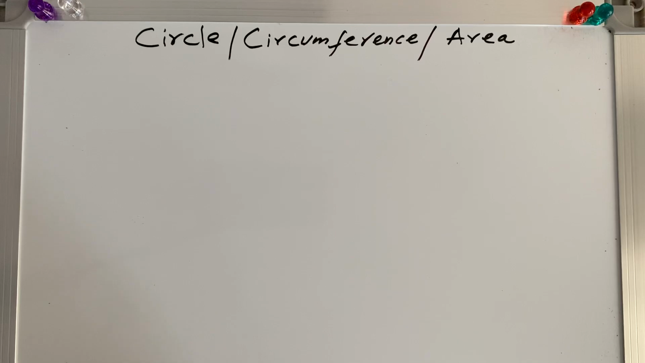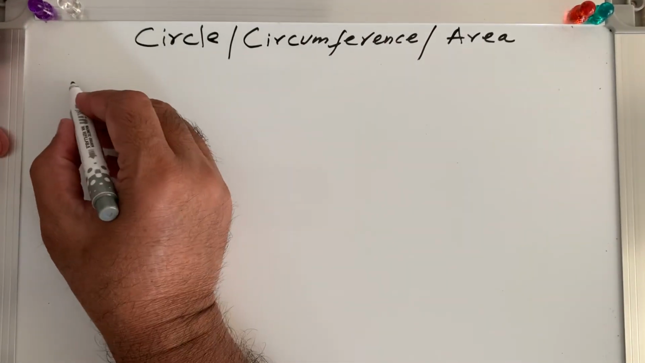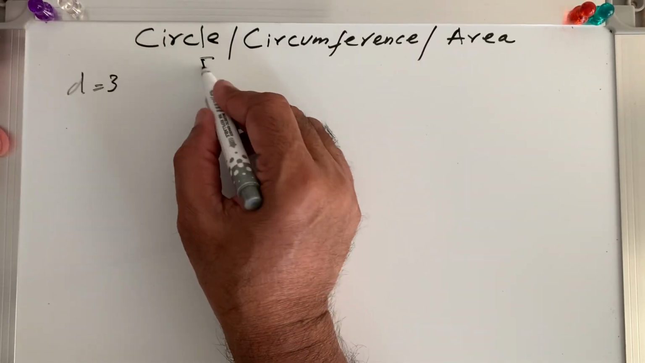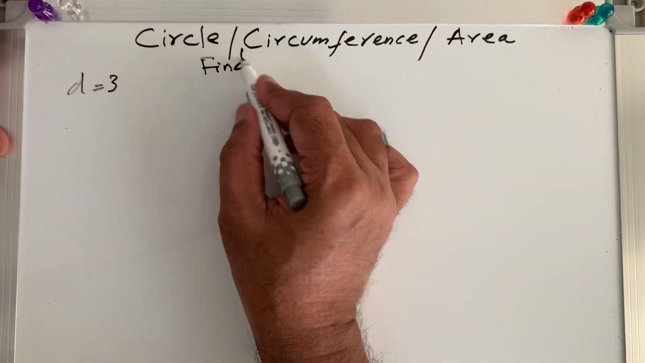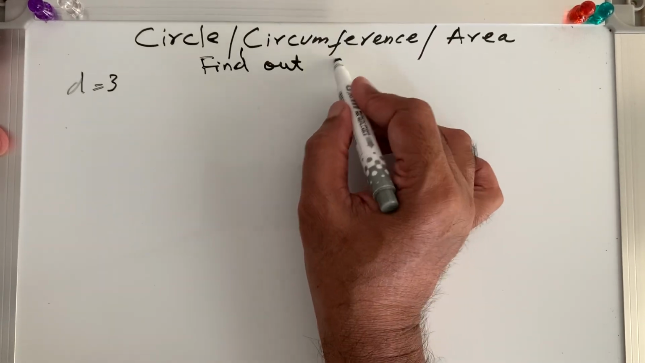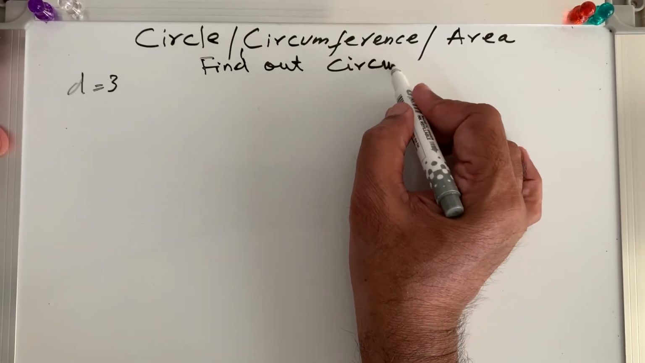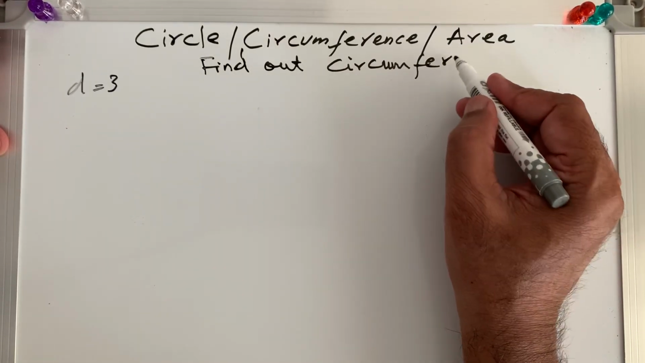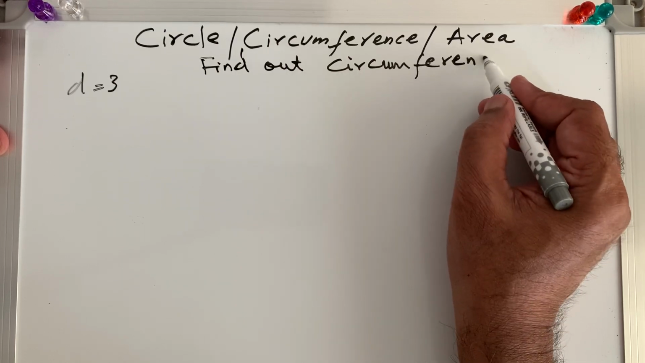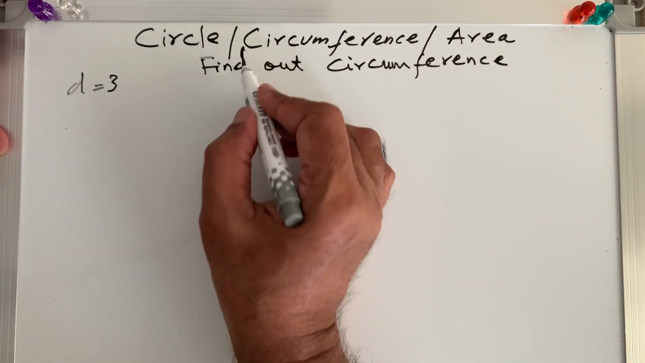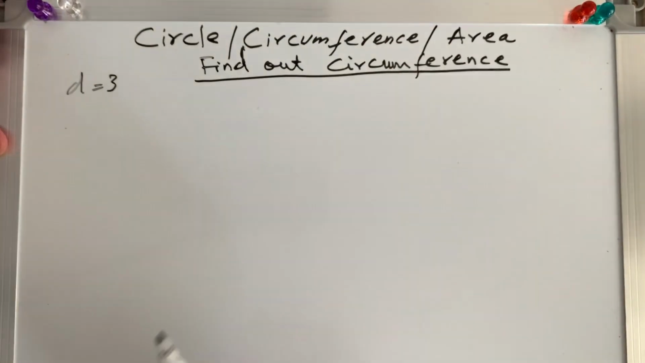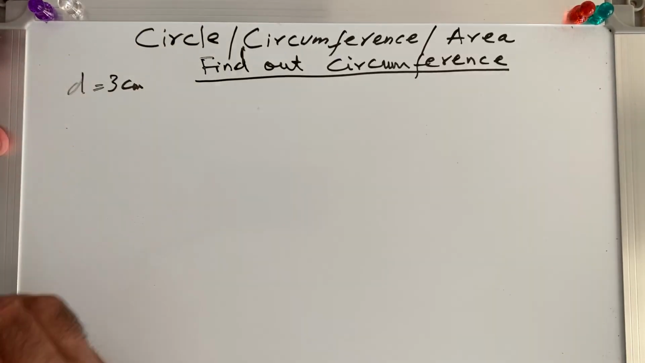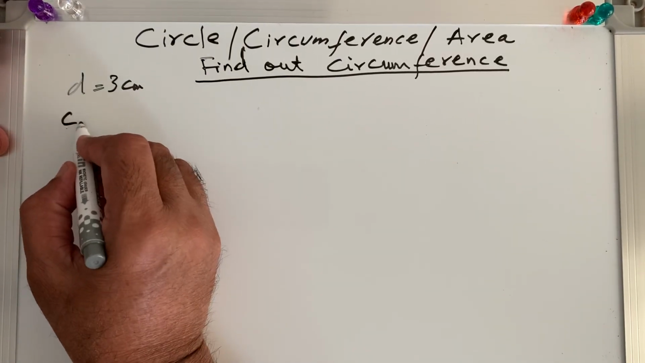Perimeter or circumference. So a question can come like this: d equals 3. In all questions you have to find out the circumference of the circle. Circumference, C-I-R-C-U-M-F-E-R-E-N-C-E. Remember the spelling, right? Because it is important. If you remember it, it will be good for you. Diameter is 3 centimeters, right? If diameter is 3 centimeters, what is circumference equal to?